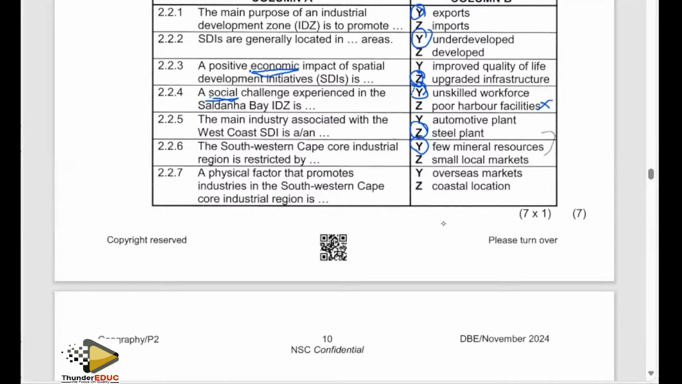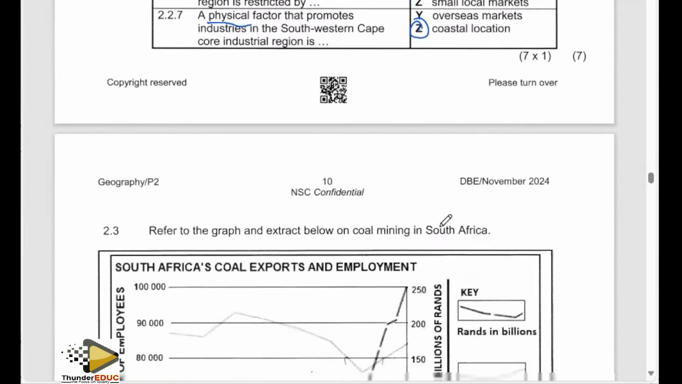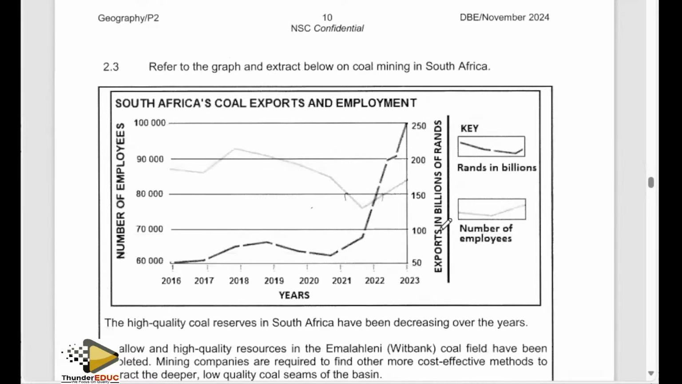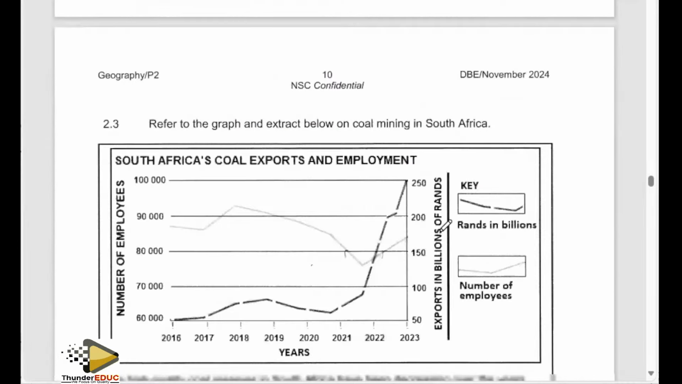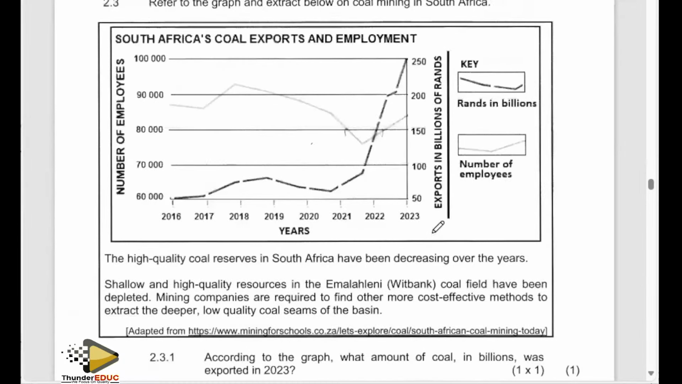Right, we go to number 2.2.7. A physical factor that promotes industries in the Southwestern Cape, a core industrial region. A physical factor. Here, you should be worried about the question. Physical. So it says overseas markets. This is economic. Coastal location. That is the correct response. It's located on the coast, on the deep coast, along the Saldanha, where we can actually have proper shipping of the commodities and also linking to supply of raw materials from abroad. Right, we go on to the next question.